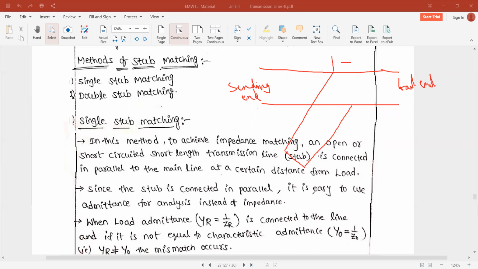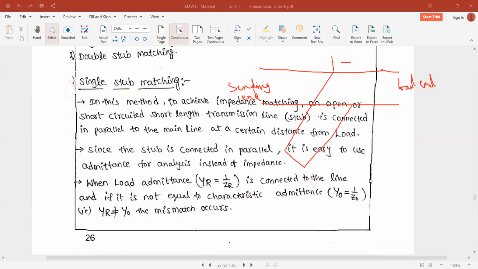Since the stub is connected in parallel, it is easy to use admittance for analysis instead of impedance. When the load admittance YR is equal to 1 by ZR, Z is the impedance and Y is the admittance, connected to the line, and if it is not equal to the characteristic admittance Y naught equal to 1 by Z naught, that is, YR is not equal to Y naught, the mismatching occurs. Got it, my dear students?